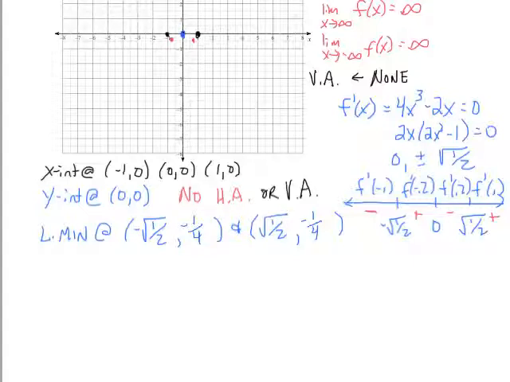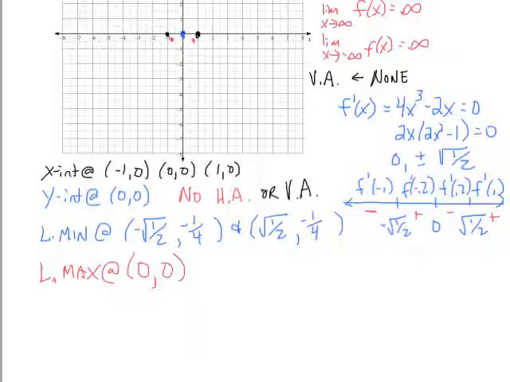We have a local max at 0, which we found because right here we're going from positive to negative. So that is going to be a local max, and we already know the coordinate at 0, so we can finish that local max at 0, 0.